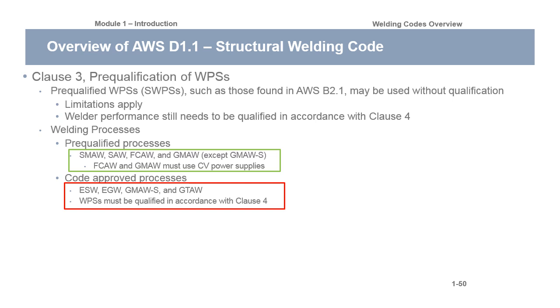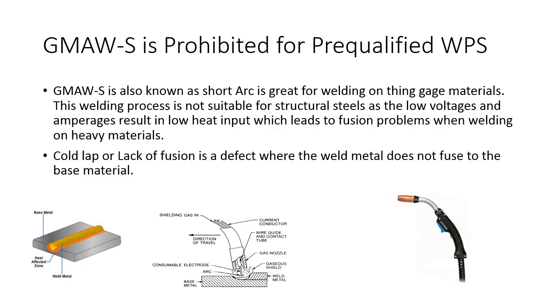That's the important thing. And you need to use one of these 4 welding processes: stick shielded metal arc, submerged arc, flux core, or gas metal arc welding. GMAW-S is prohibited for pre-qualified WPSs.